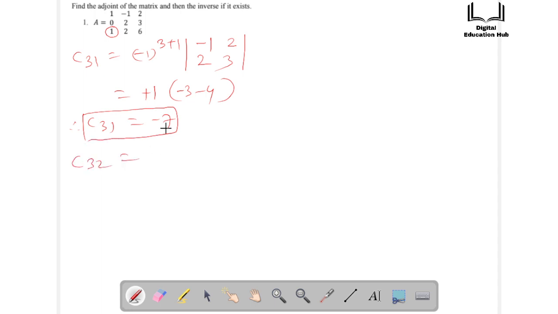C32 is equal to minus 1 raised to 3 plus 2, and here we are considering 1, 2, 0, 3. This would be minus 1 since it is minus 1 raised to 5, and this would be 3 minus 0, which is minus 3. So C32 is minus 3.